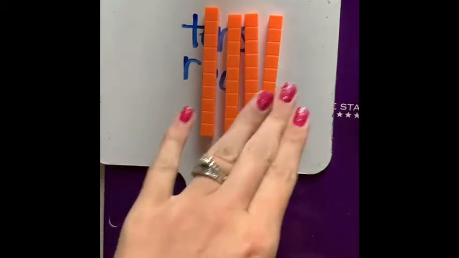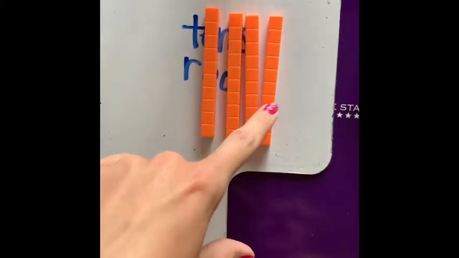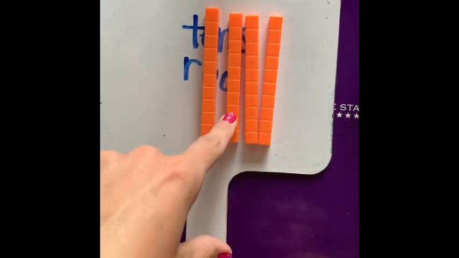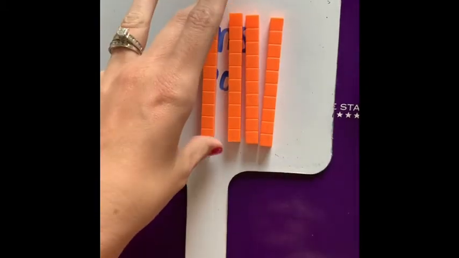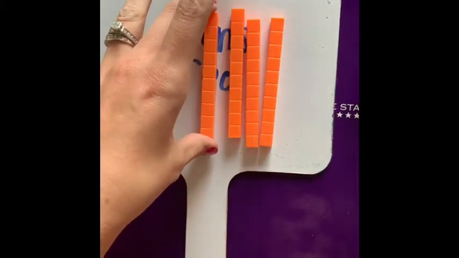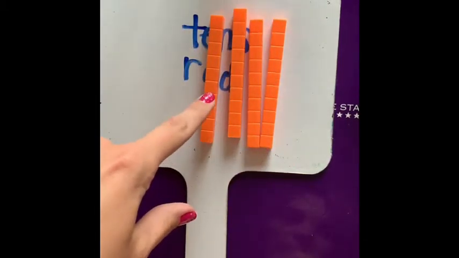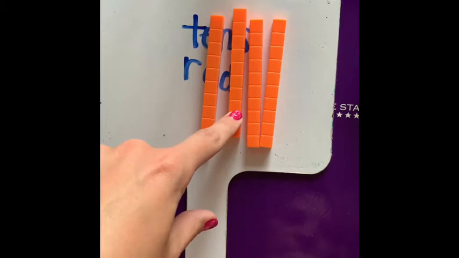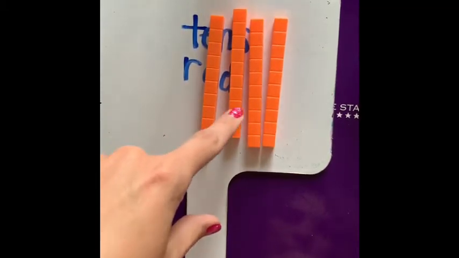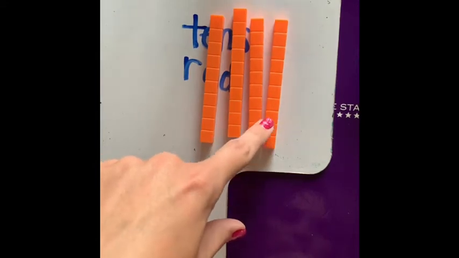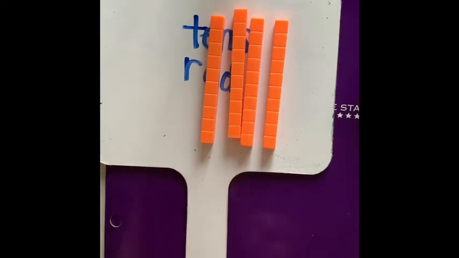So first, let's just count how many rods we have. Let's count them. 1, 2, 3, 4. So we have 4 rods, and then they're each worth 10. Each one of these is worth how many? 10. So let's count by tens. Ready? 10, 20, 30, 40. So 4 rods equals 40 in all.